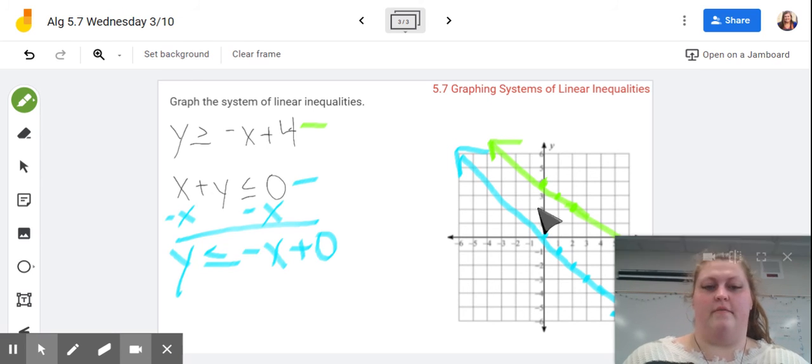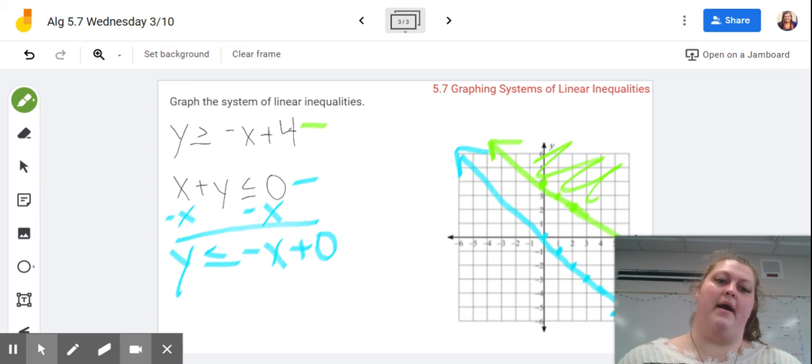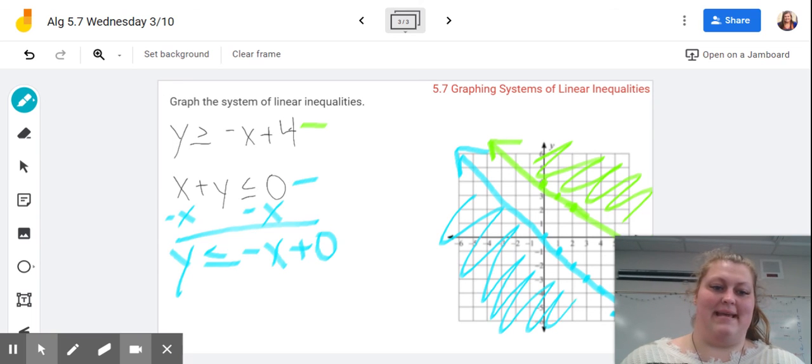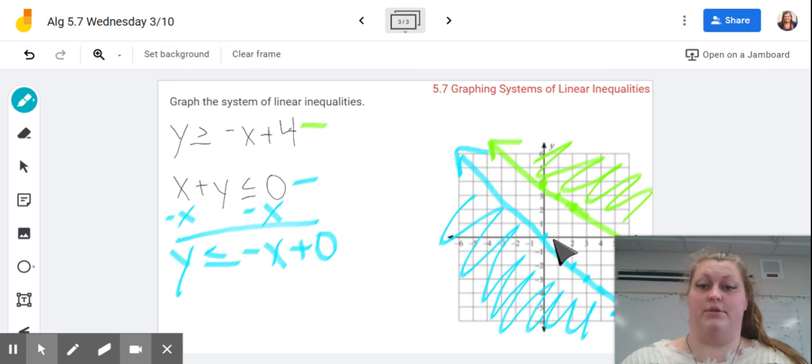Okay, so for my shading, this inequality sign tells me to shade above, and this inequality sign tells me to shade below. So once again, I have no solution because there isn't an area where both inequalities share a solution. So no solution is the answer to this one.